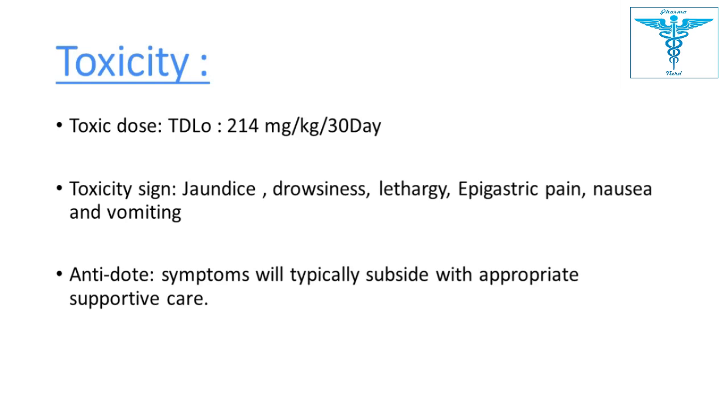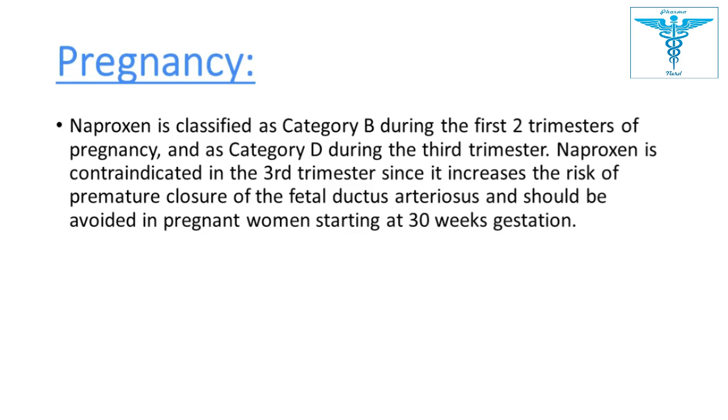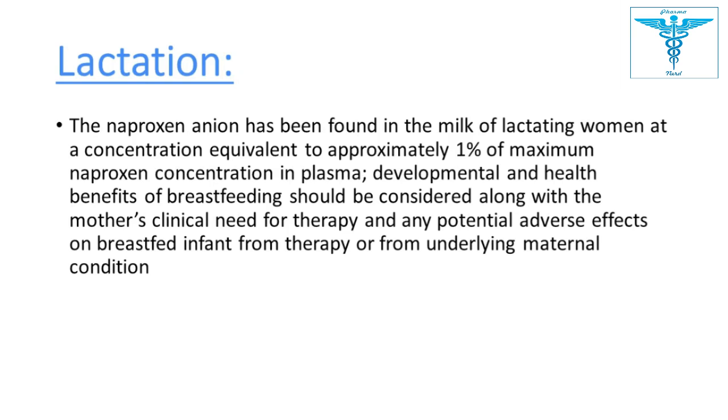The lowest published toxic dose is 214 mg per kg for 30 days. Toxicity signs: jaundice, drowsiness, lethargy, epigastric pain, nausea, vomiting. Antidote: symptoms will be typical and subside with appropriate supportive care. Pregnancy: it is category B in the first 2 trimesters and category D in the third trimester.